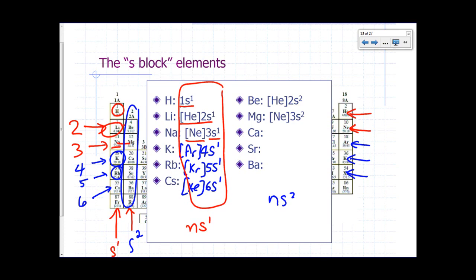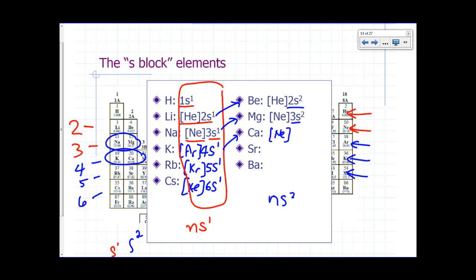So beryllium comes after lithium. If lithium is helium core 2s1, beryllium is helium core 2s2. Magnesium comes after sodium. If sodium is neon core 3s1, then magnesium is neon core 3s2. Calcium comes after potassium.